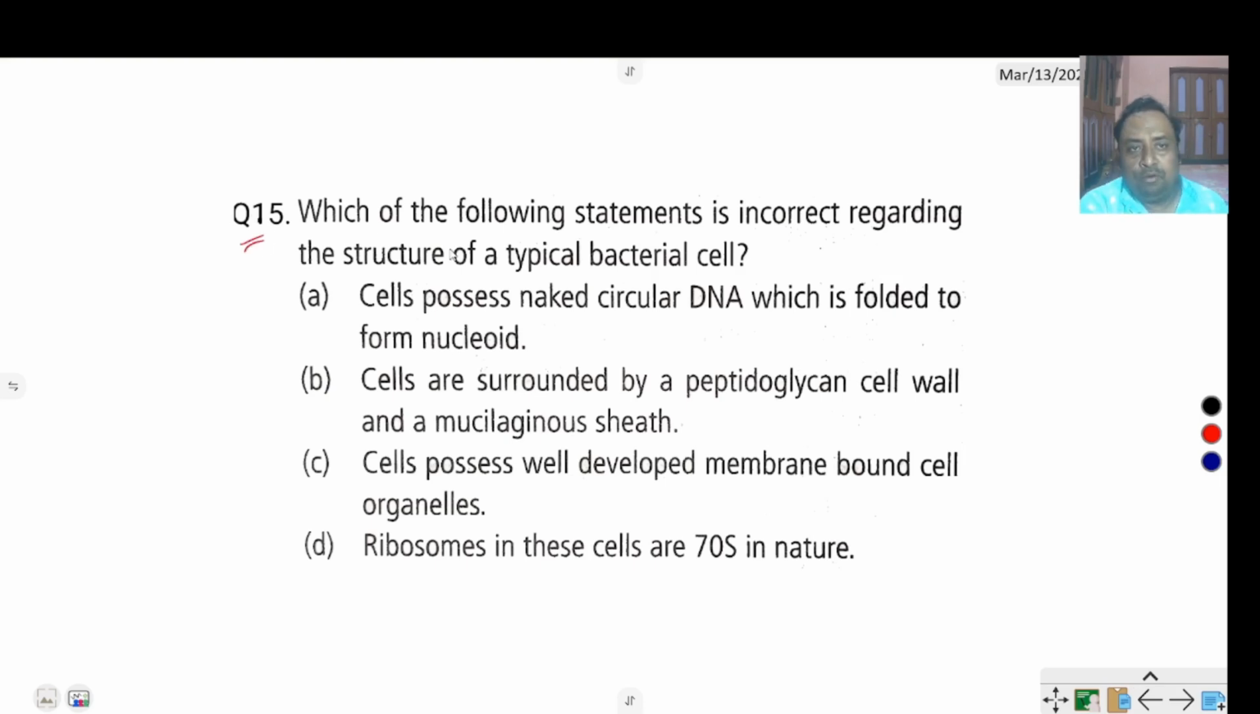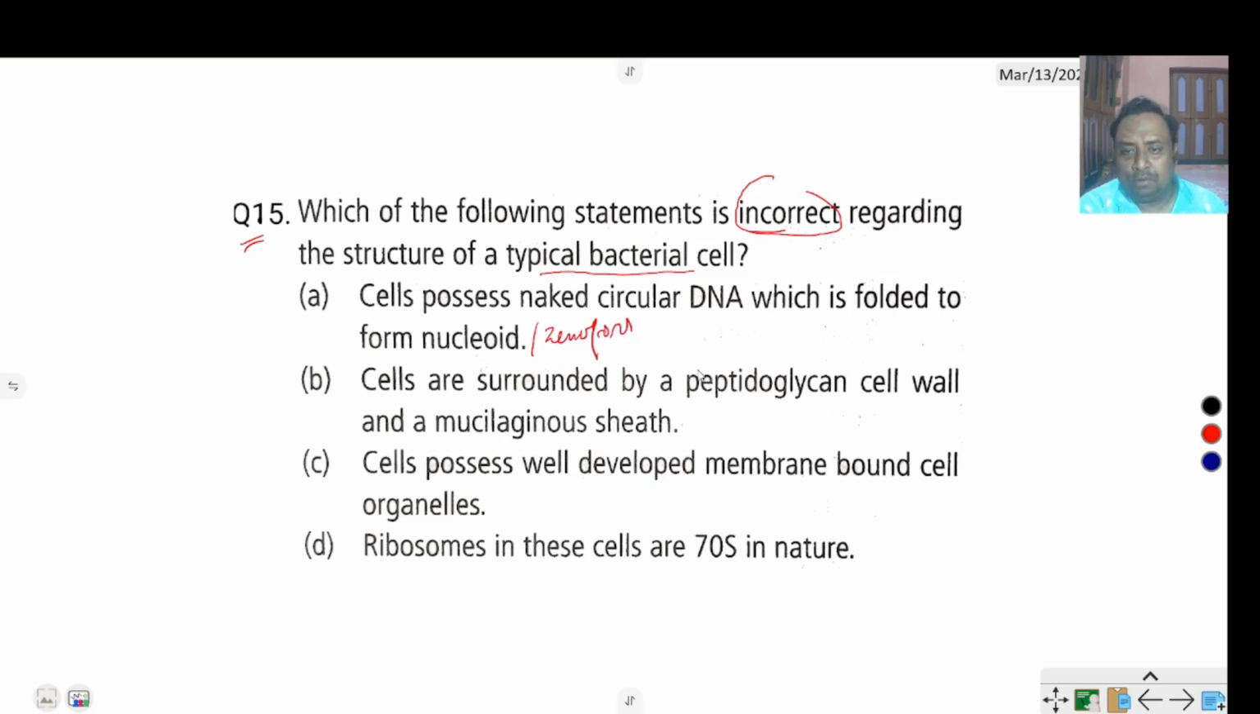Question number 15. Which of the following statements is incorrect? Here is the structure of a typical bacterial cell. Which point is absent inside a typical bacterial cell? The cell possesses naked circular DNA which is folded to form the nucleoid or genophore. This is a correct option. I have to find the incorrect option from here.